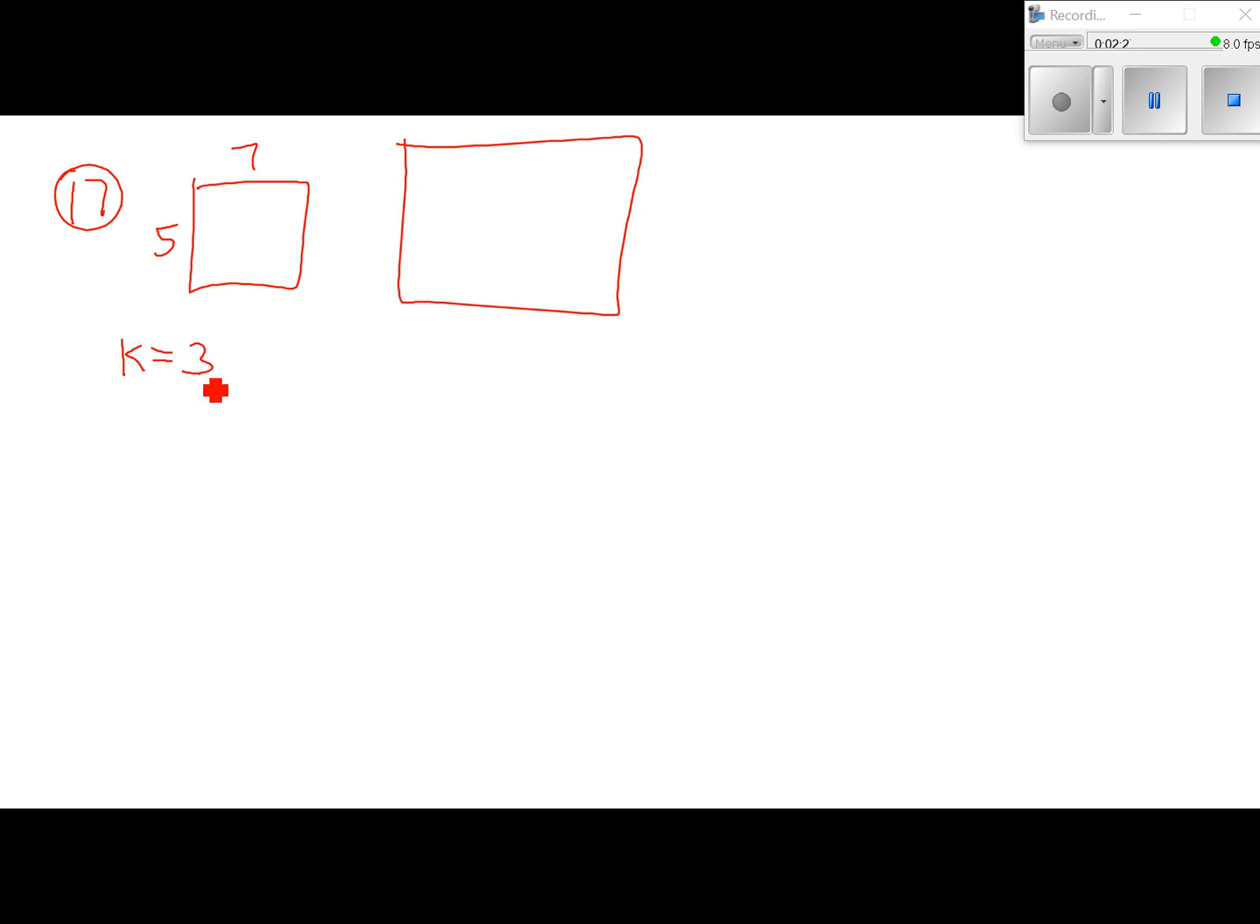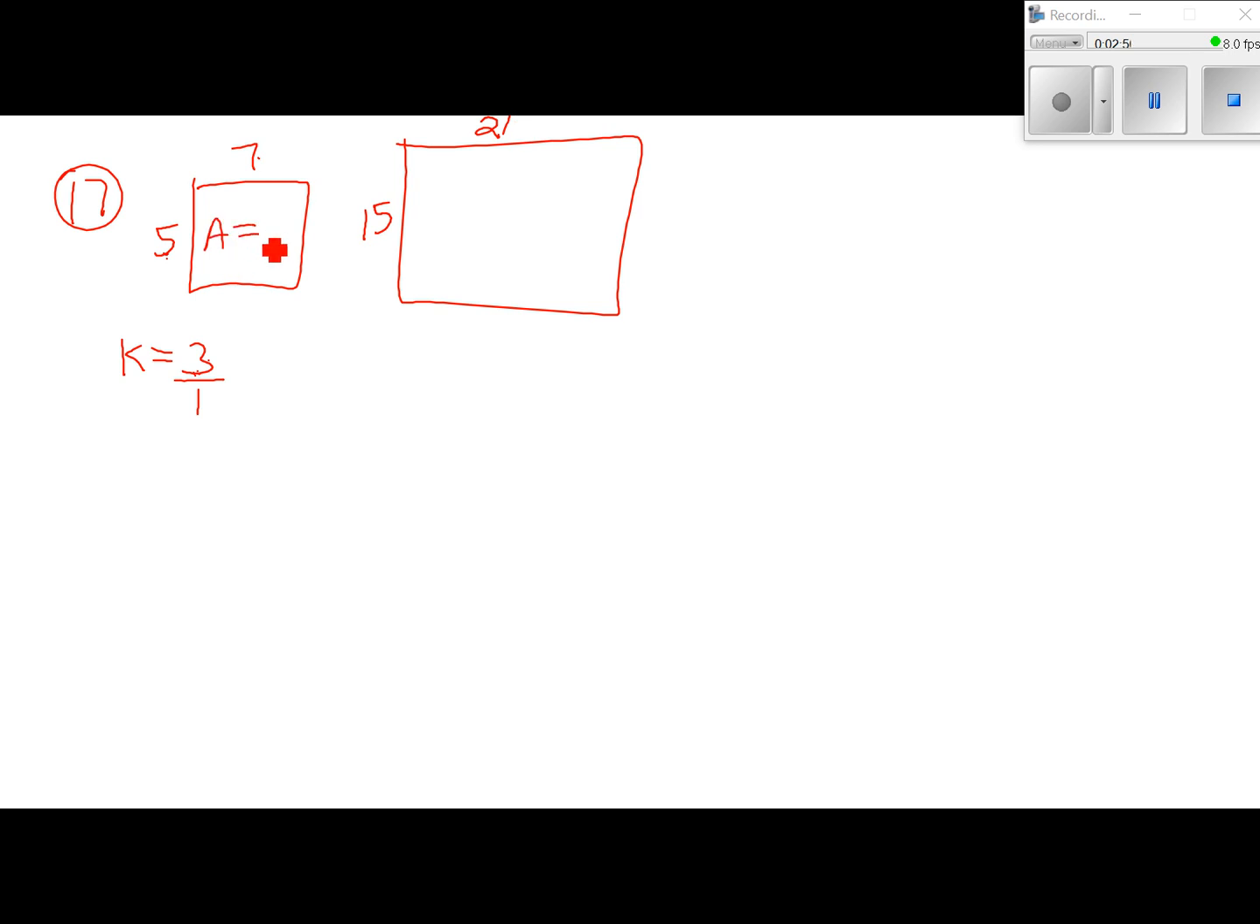So all you're doing with that scale factor is multiplying everything by that number. That's like saying 3 over 1. Well, 3 times 5 is 15, so that means the new picture is going to be 15 inches wide. And then 3 times 7 is 21, so the length of the new picture is going to be 21 inches.